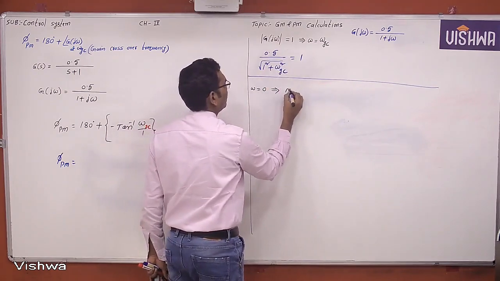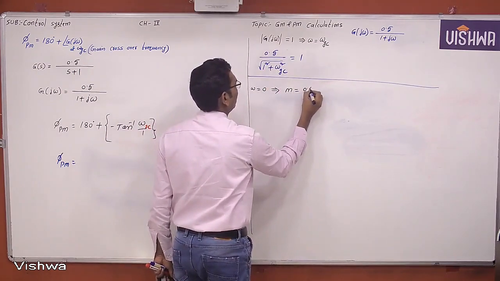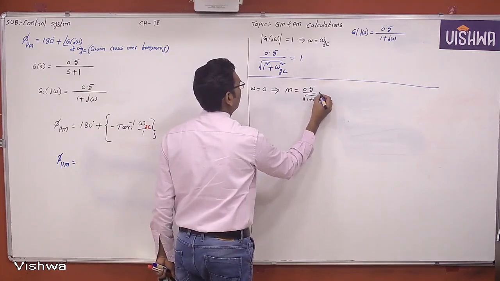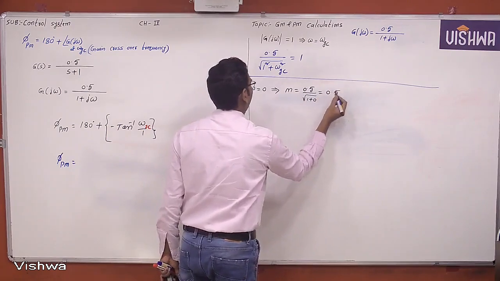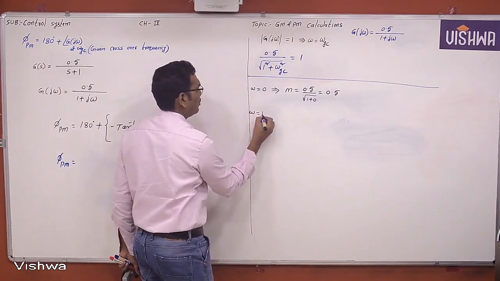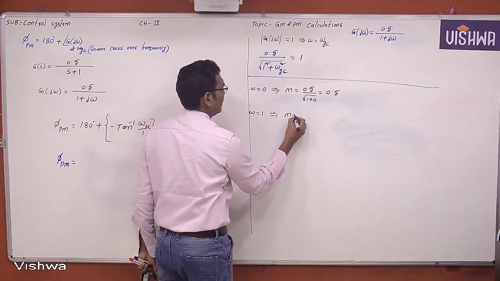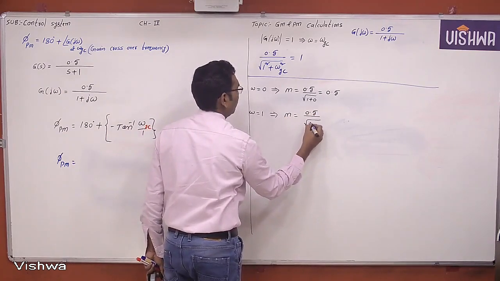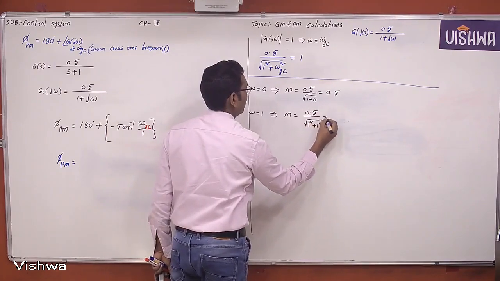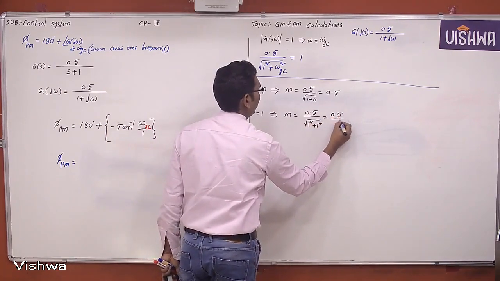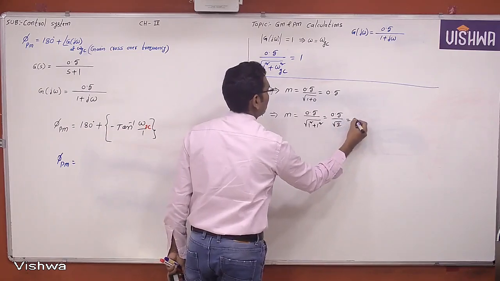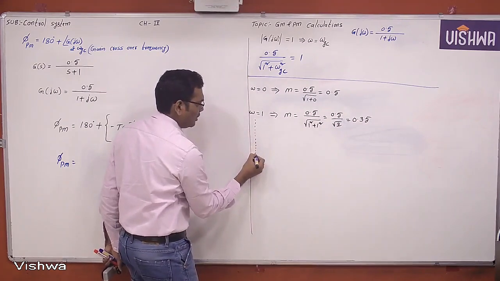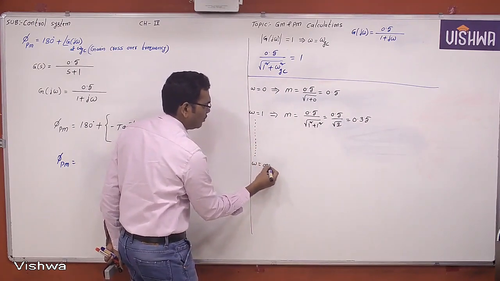The magnitude is equal to 0.5 divided by square root of 1 plus 0, which is equal to 0.5. When omega equals 1, what is the magnitude? The magnitude is 0.5 divided by square root of 1 squared plus 1 squared, which is equal to 0.5 divided by root 2, which is equal to 0.35. And so on, and so on, when omega equals infinity.